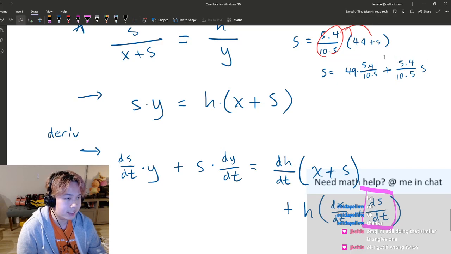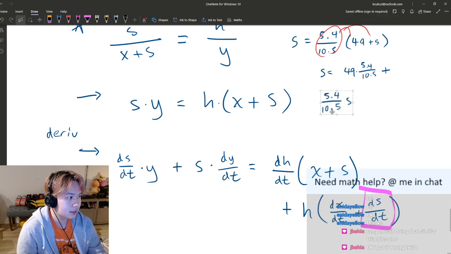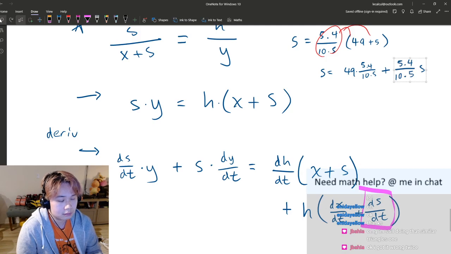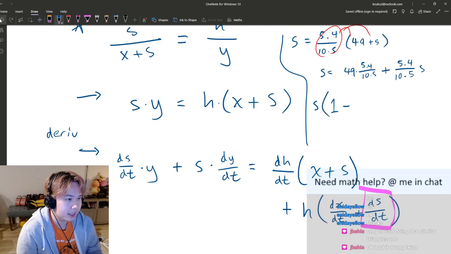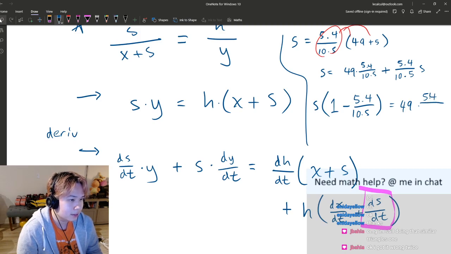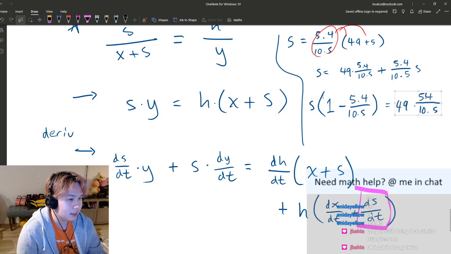And then we continue solving for S, so then this goes to the other side. And then when you factor out the S, then you get 1 minus 5.4 over 10.5. And then on this side, you have 49 times 5.4 over 10.5. So S is this thing divided by this thing.